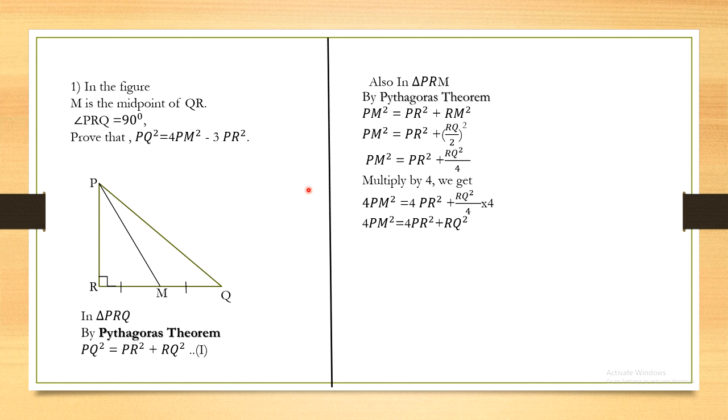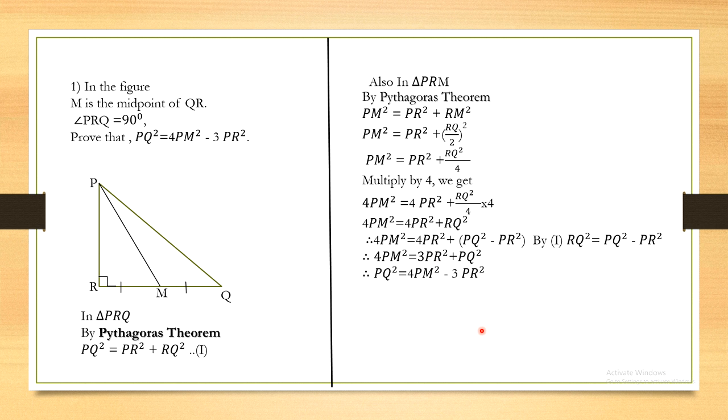Now we have to prove this. We don't need this RQ square, so we have to replace it, and we use equation 1. By equation 1 we can replace RQ square as PQ square minus PR square. So 4PR square minus PR square gives 3PR square plus PQ square. So we get PQ square equal to 4PM square minus 3PR square.